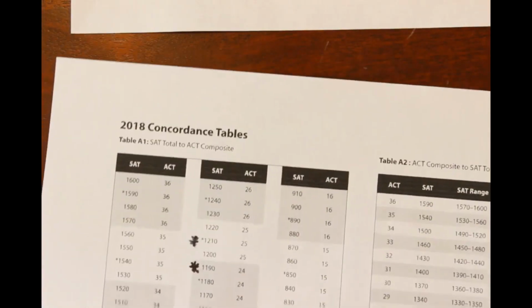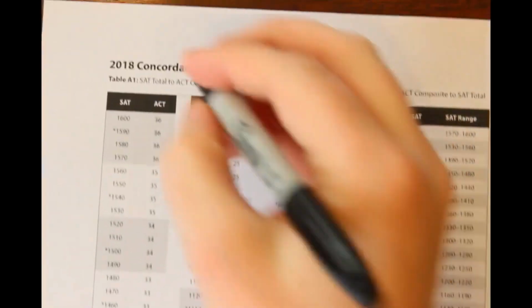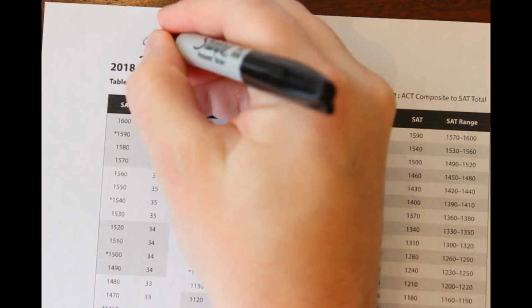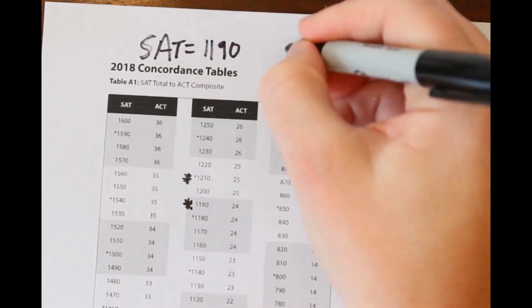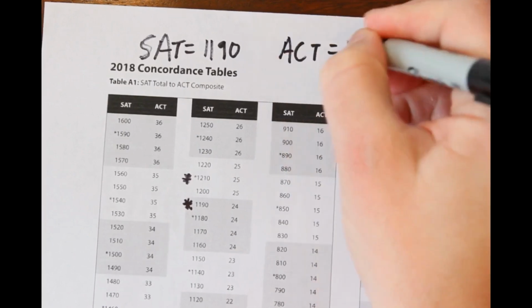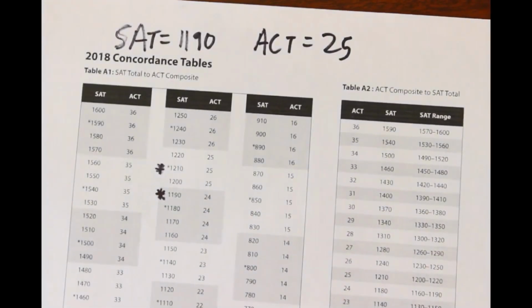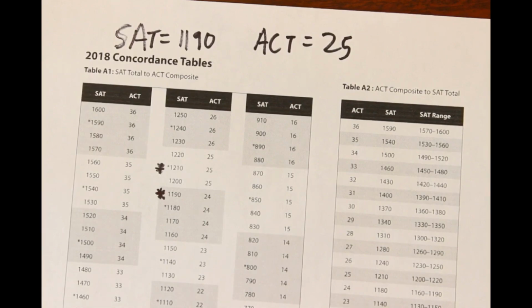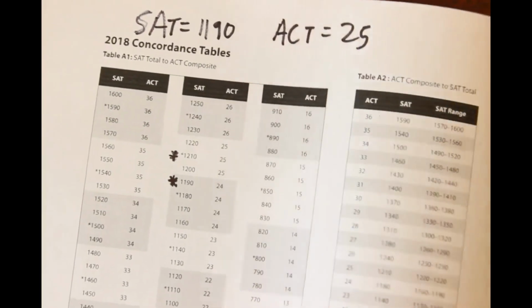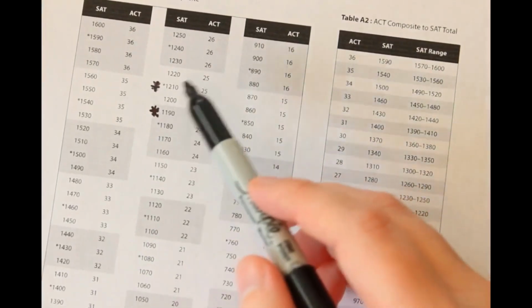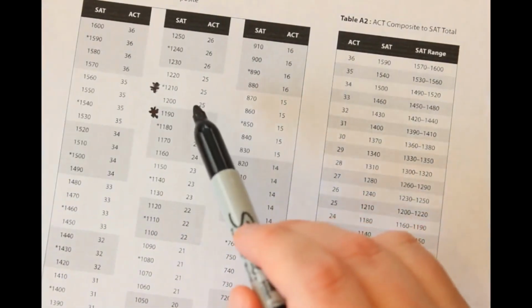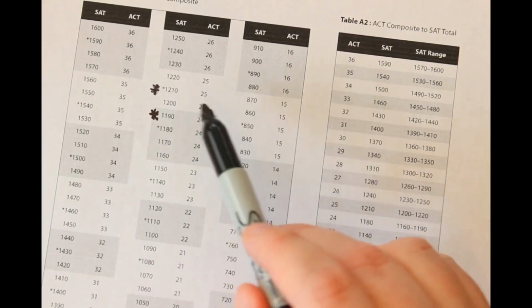So now we have our two scores. On the SAT we had an 1190, and on the ACT we had a 25. So we've got our two scores: 1190 on the SAT, 25 on the ACT. We need some way to convert them. And if you see these little asterisks here, those are what they think are the best points of comparison.